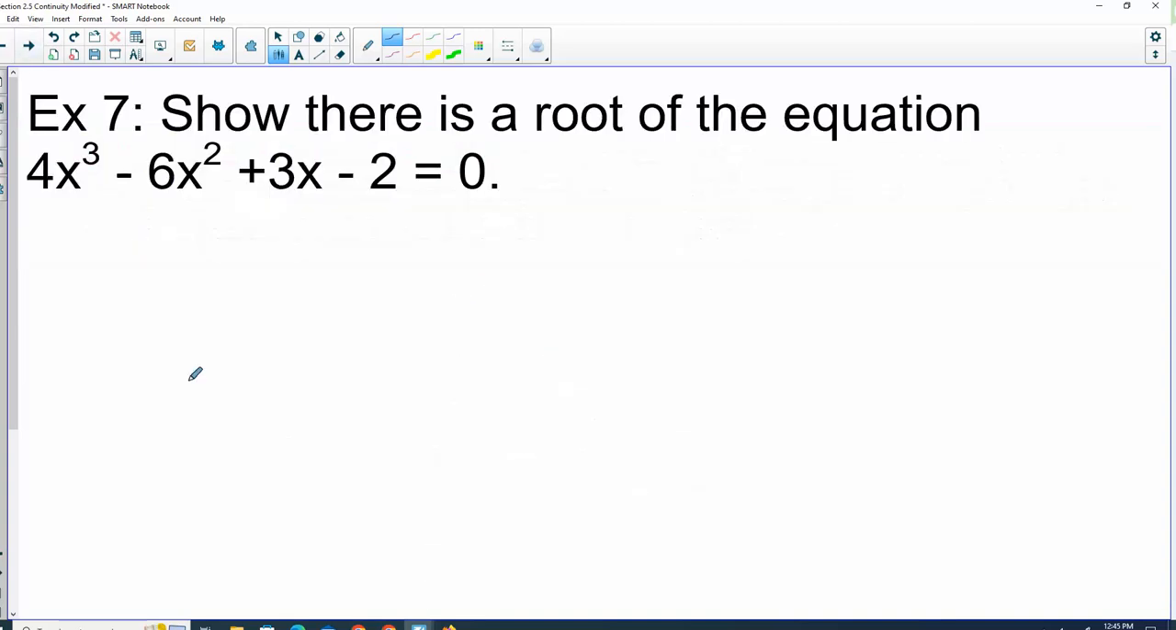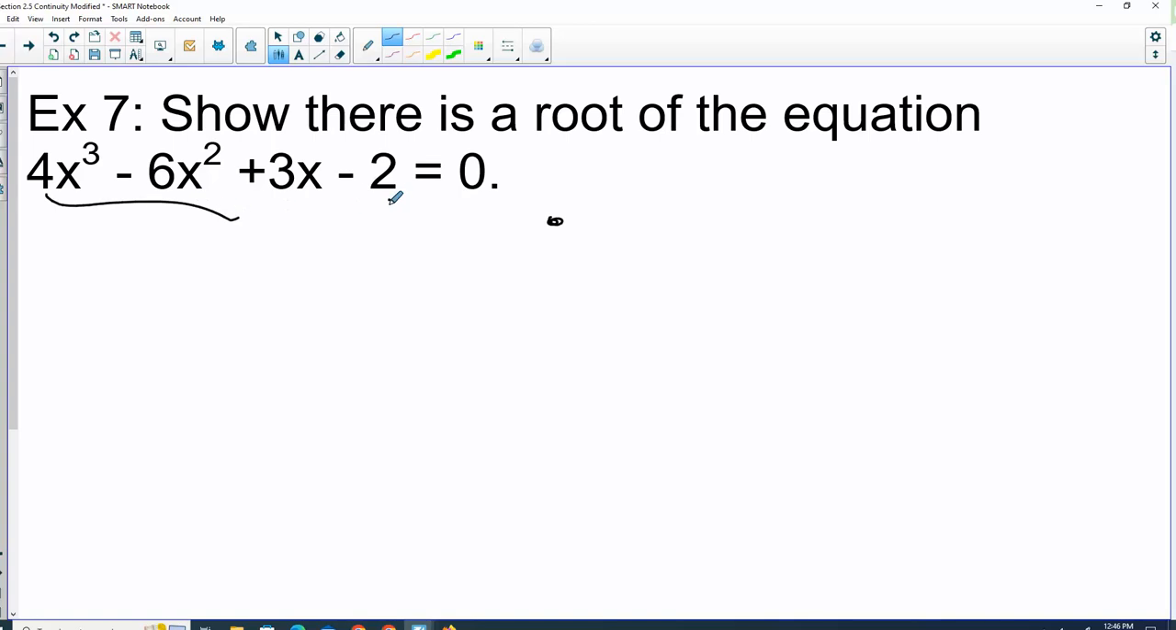No. So, last 2 examples. If I want to show there is a root to the equation, that just means there's a solution. I want to show that somewhere this graph is equal to 0. You could try grouping to factor, but it won't nicely work. Did I ask you to find out what the 0 was? No, you just told us to prove that there is one.